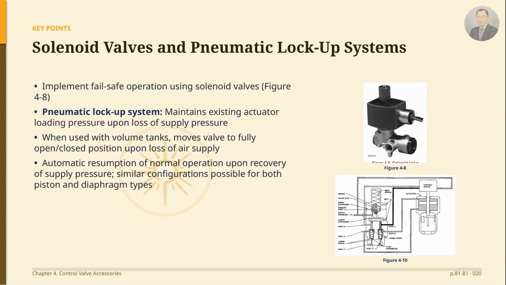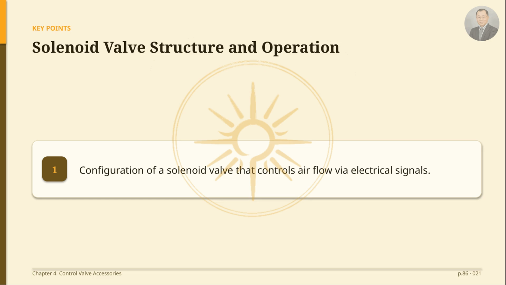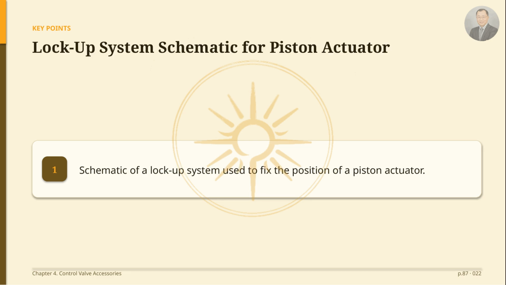In fail-safe systems for piston actuators, the piston moves to the top or bottom of the cylinder when supply pressure falls below a predetermined value. This is the configuration of a solenoid valve, which controls airflow via electrical signals. This is a schematic of a lockup system used to fix the position of a piston actuator.